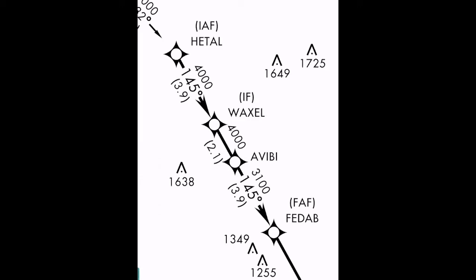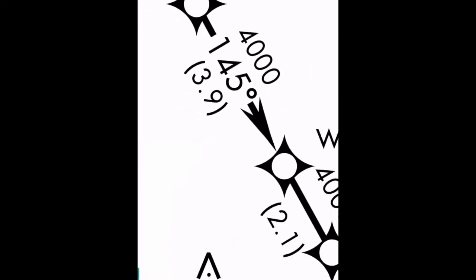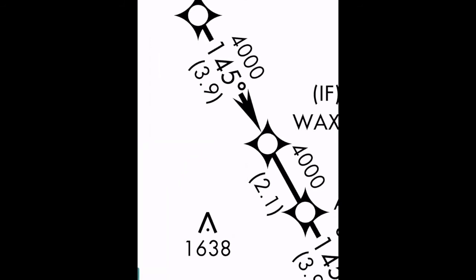The mileage that it calculates from, say, Heathall to Waxhaw has to check within 3.9 miles plus or minus what? What is that tolerance? If it doesn't, then we can't fly the approach. So what are those tolerances for that?